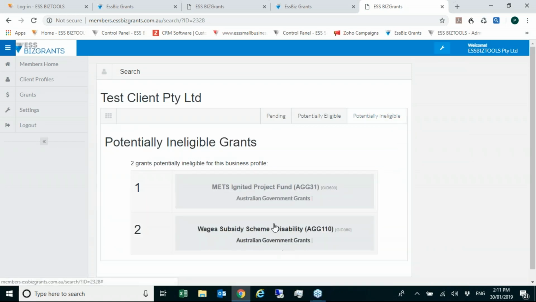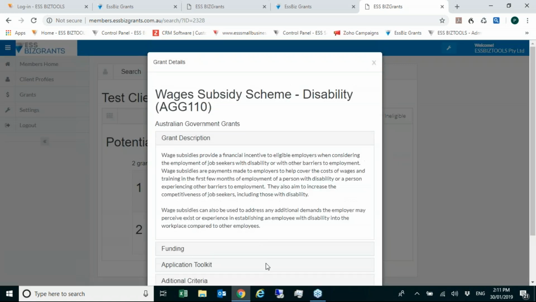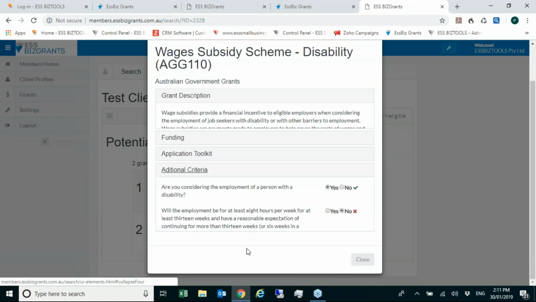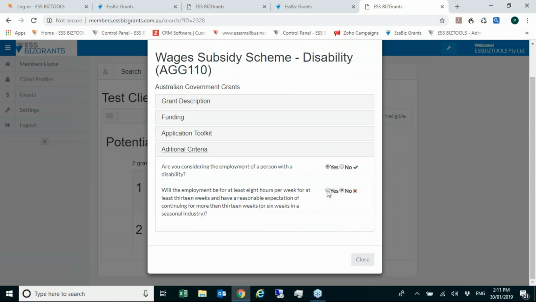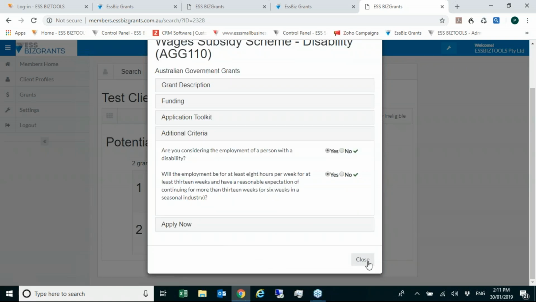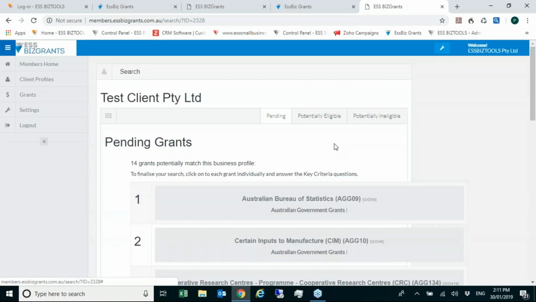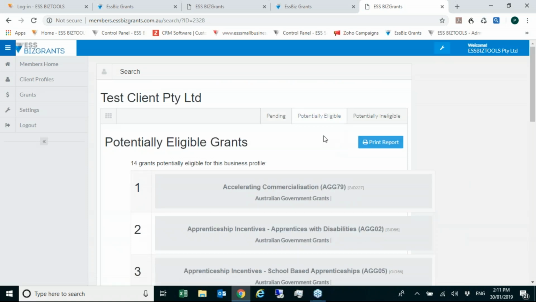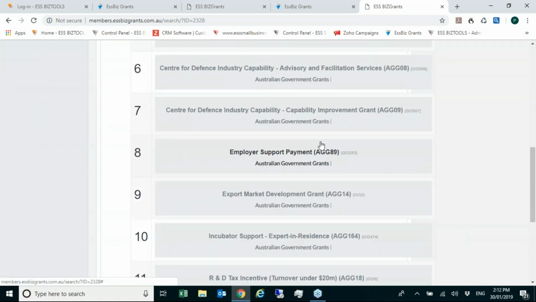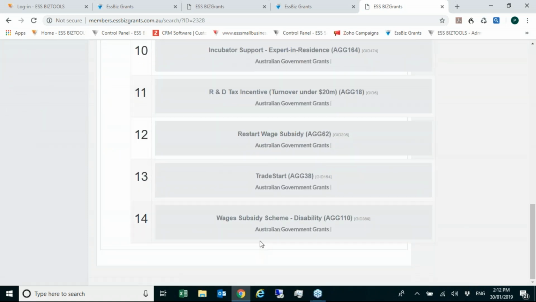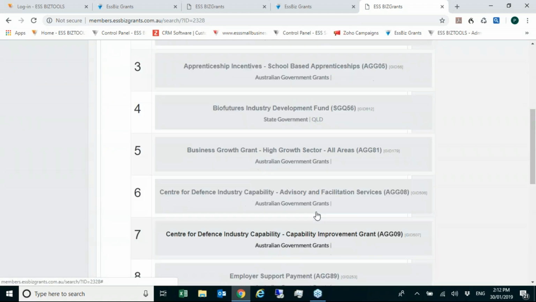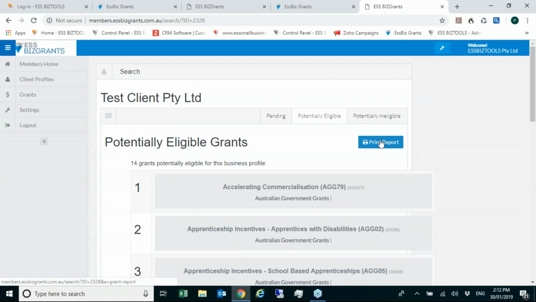Okay? Now, if you say, oh no, I made a mistake, I need to go back, all you do is go back to there and click yes. That's come up again. Okay. And this time when we close, it's going to put it into potentially eligible, down the bottom there somewhere. There it is there. So we've now got 14, we had 13. So all you do at this stage now is say we've got to produce the report because the client's coming in this afternoon.